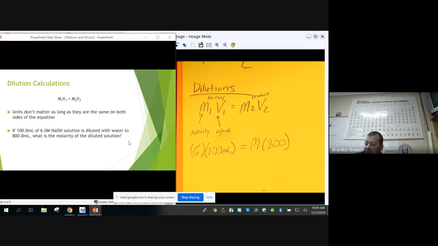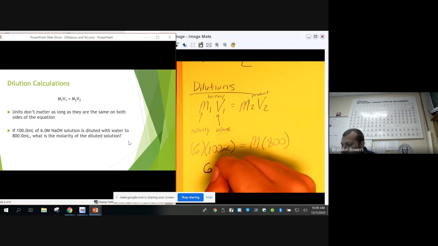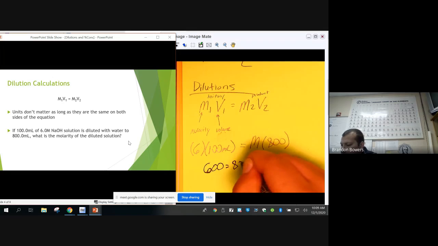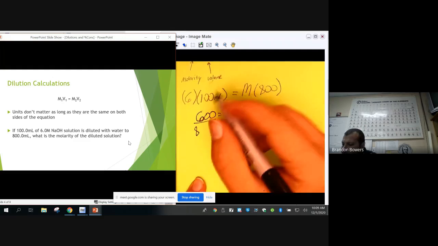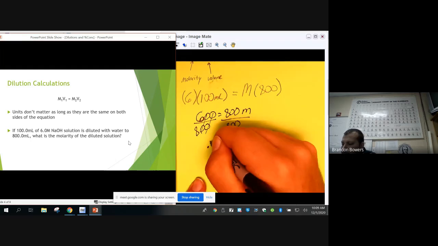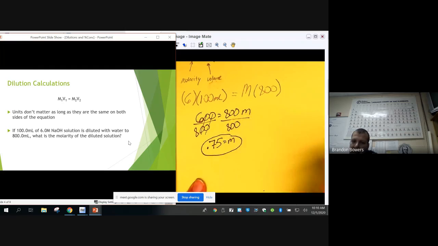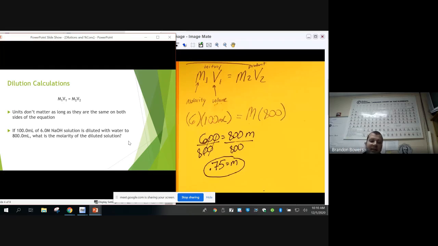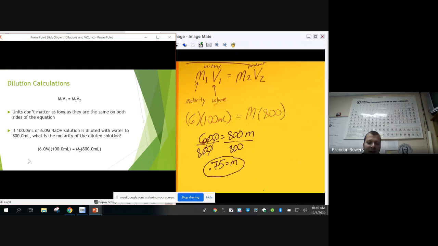All right, so I multiplied these two numbers. So 6 times 100 is 600. It's equal to 800 M. And to get rid of the 800, you have to divide. So I'm going to move this up. 600 divided by 800 is 0.75. And that is how you use this equation. You look at the molarities, you look at the volumes, and you multiply and divide. Hooray, we got the right answer.